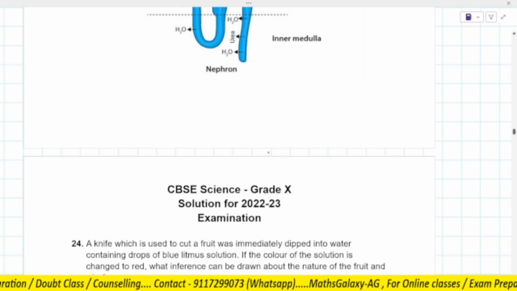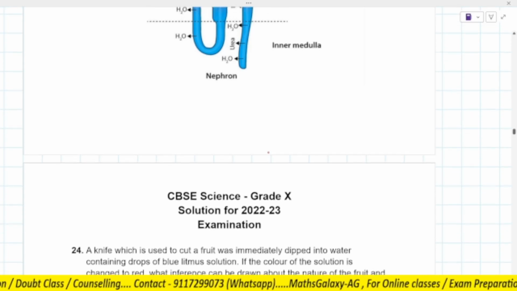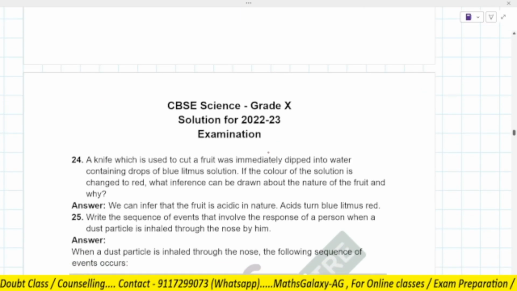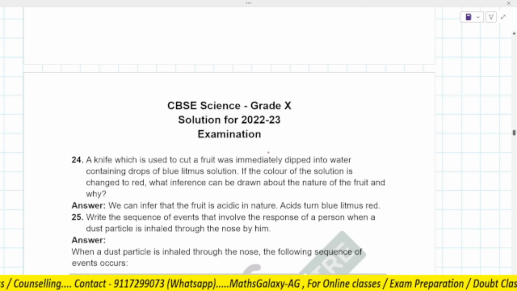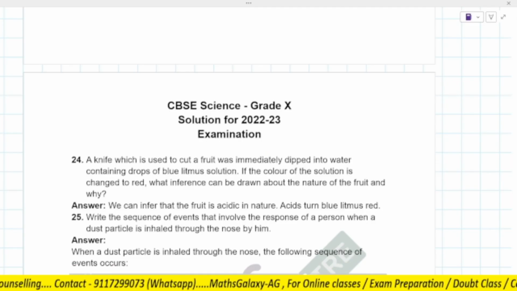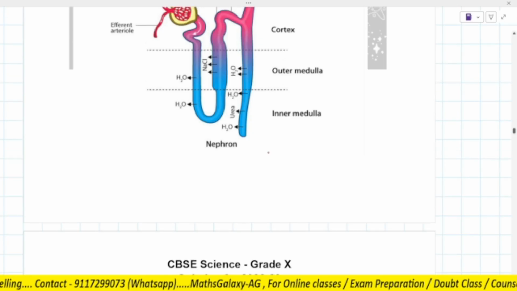So you have to just explain it after that. Let's see. We can infer that the fruit is acidic in nature. Acid turns blue litmus to red. So that's all.